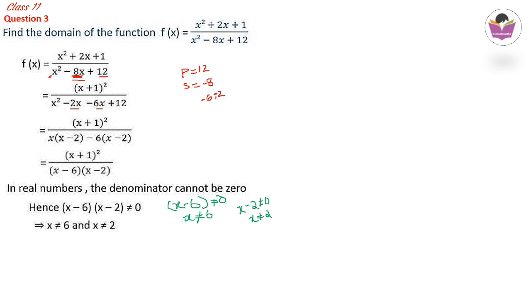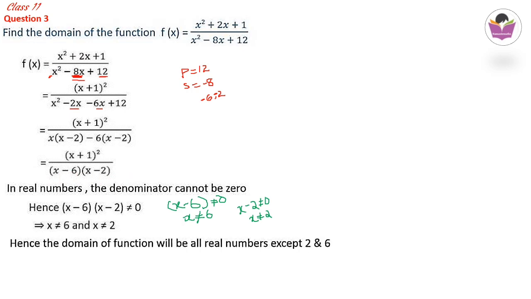So this is our condition. Means x not equal to 6 and x not equal to 2. Means these two should not come. 6 and 2 should not come. Any other number from the real numbers it can be. It's not a problem. But 6 and 2 should not come. 6 and 2 coming means this denominator will be 0. So our domain will be all real numbers except 2 and 6.